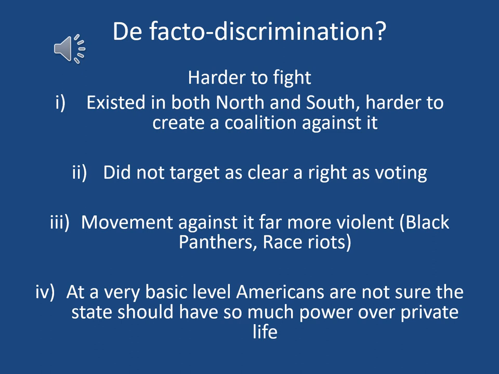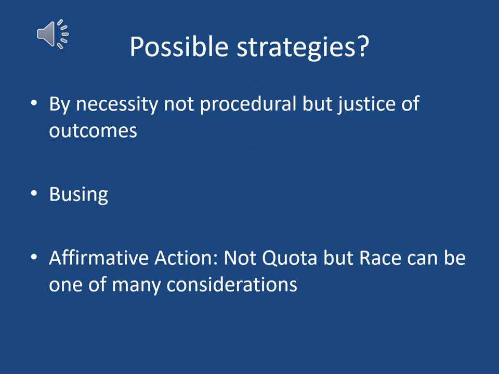And fourth, as I pointed out again at a very basic level, Americans are not sure that states should have so much power over private life. It's that basic libertarianism that underpins American politics. Dealing with de facto discrimination has always been much more controversial in America, because by necessity it's not about procedural processes, but it's about justice of outcomes. And as I pointed out, Americans generally do not agree about the importance of procedural guarantees versus substantive guarantees.